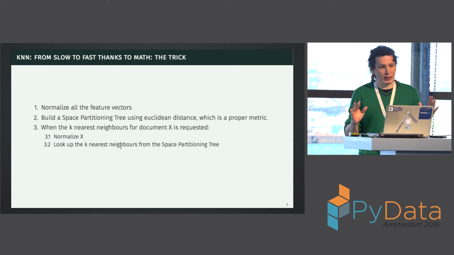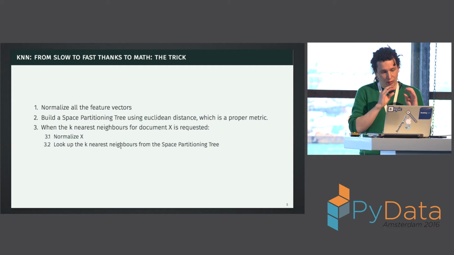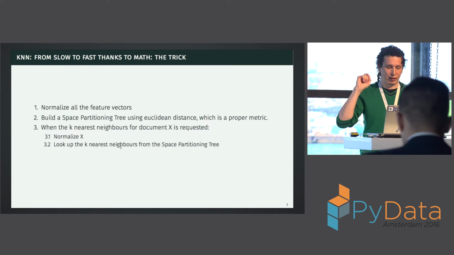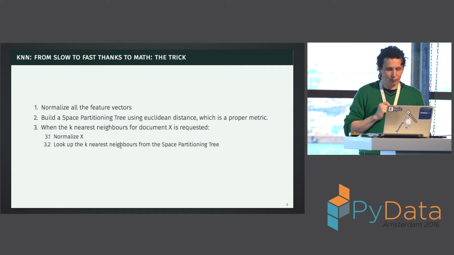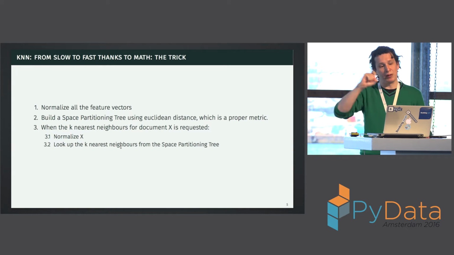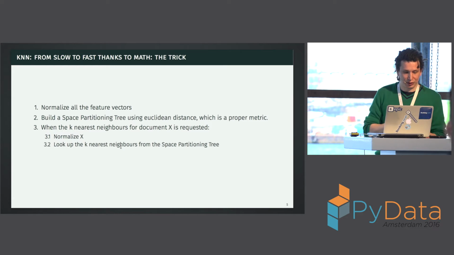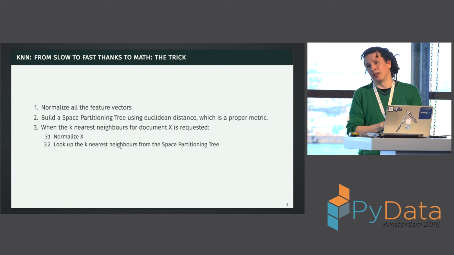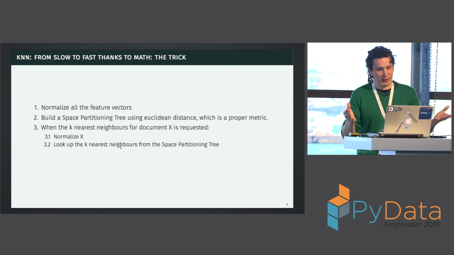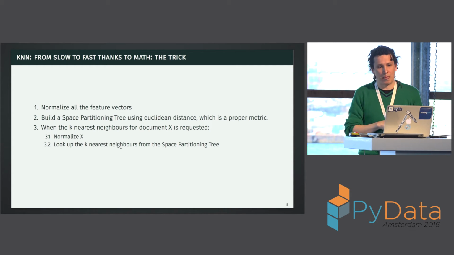Just normalize all your feature vectors, and whenever you build a space partitioning tree, for example, a KD tree, you put all the documents in the KD tree using Euclidean distance. Remember that we want to use cosine, but once we normalize the vectors, we can use Euclidean, which is a proper metric, so all good with the KD trees. And whenever we want to compute the k-nearest neighbors to x, we just normalize x, and look up the KNN from the tree. And this will be logarithmic, which is awesome and much better than linear.